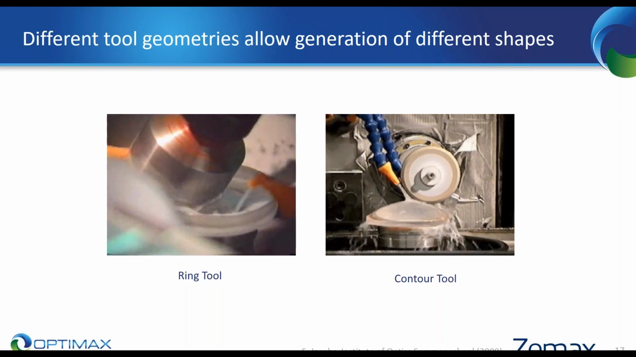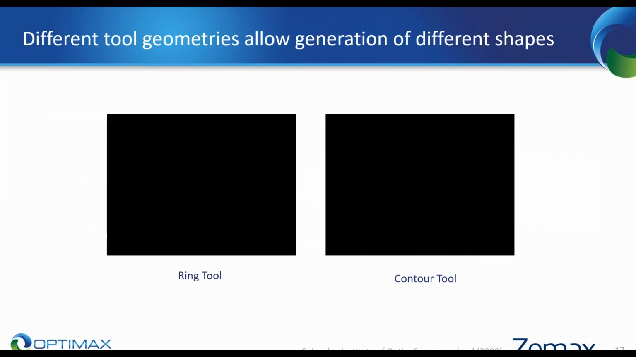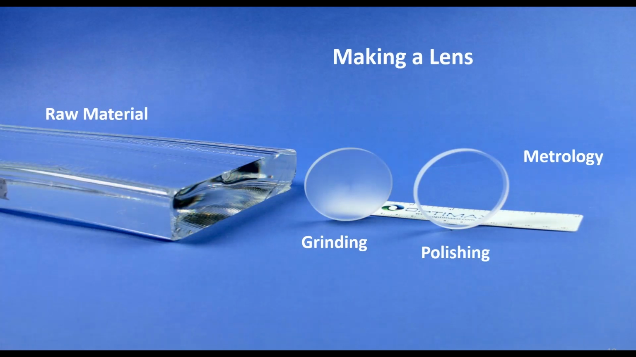So back to our photograph again of making a lens. We've gone from the raw material, grinding. Now let's move on to polishing. One of the most common ways to polish an optic, especially a spherical optic, is using traditional optical pitch polishing. Polishing is a chemomechanical process.